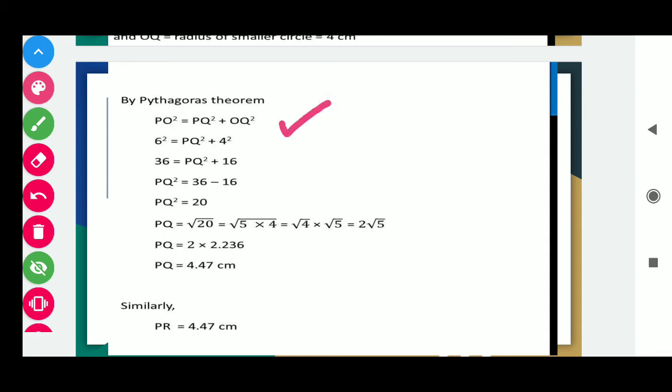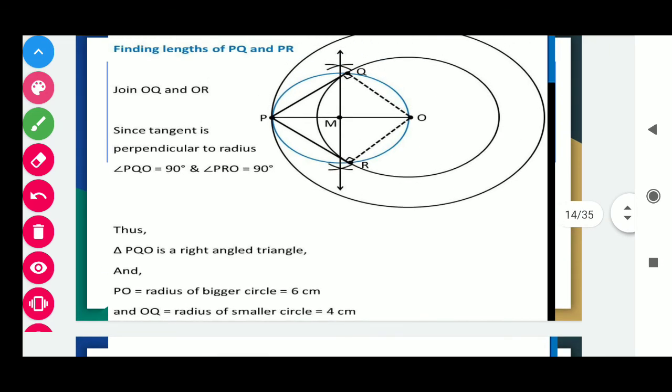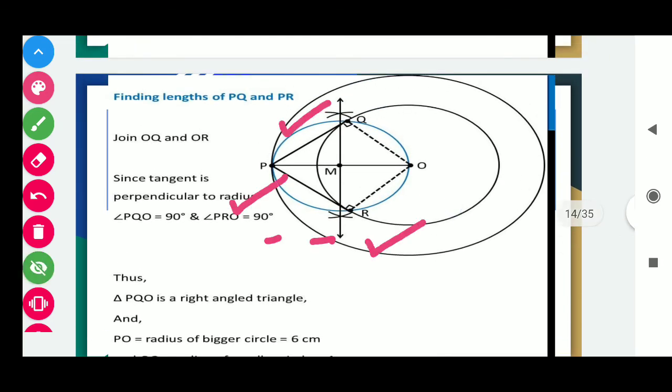In this way we get PQ square is equal to 20. That is, PQ is under root 20. By doing the factorization we get 2 under root 5. And we know that the value of under root 5 is 2.236. By multiplying this we get PQ as 4.47 cm. Similarly, PQ is 4.47, so PR must be 4.47 cm.